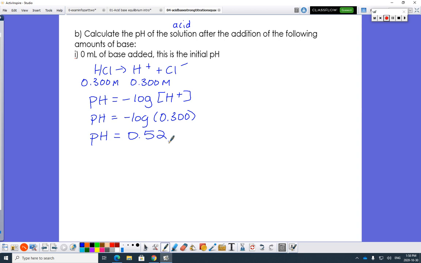So once we start adding base, our pH should increase from 0.52. And again, the worksheet has many, many increments of increase. We're just going to go from 0 to 10, okay?